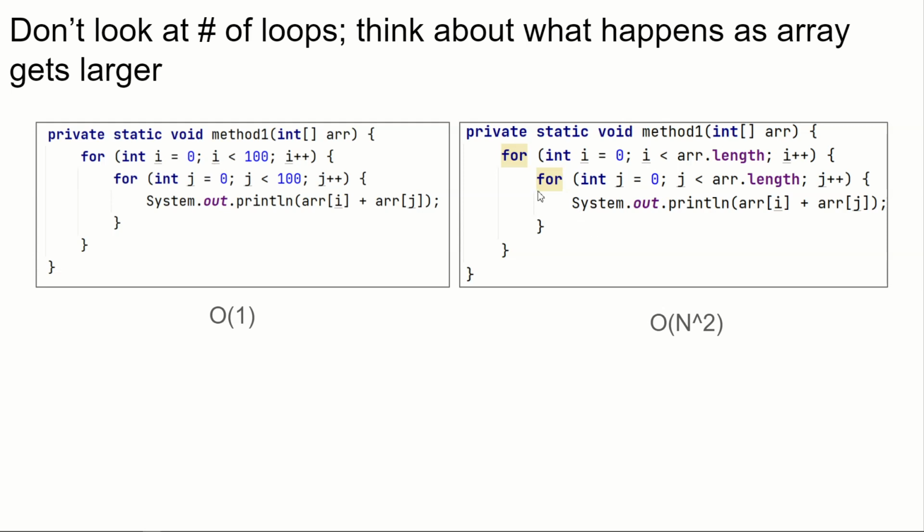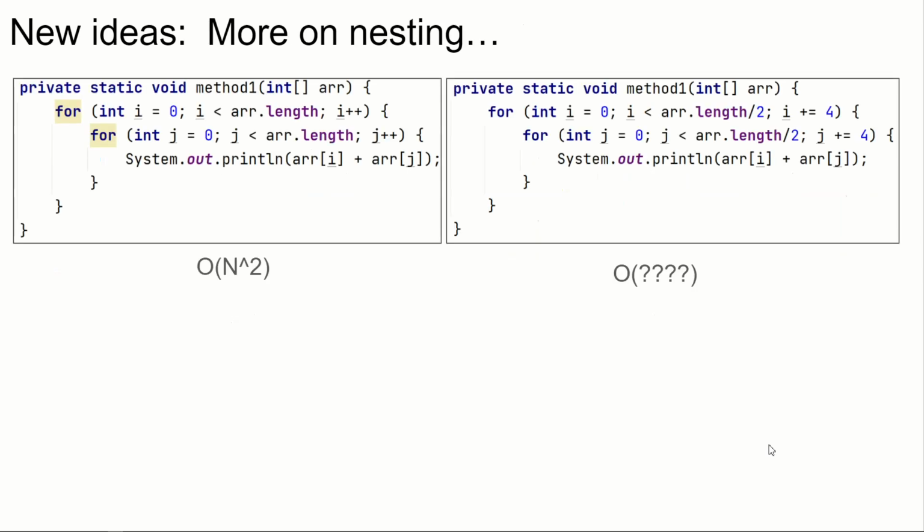This one, on the other hand, the inner loop is going to loop n times. The outer loop loops n times. And so that was the n squared example that we had from yesterday. All right, so it's time to delve into some new territory.